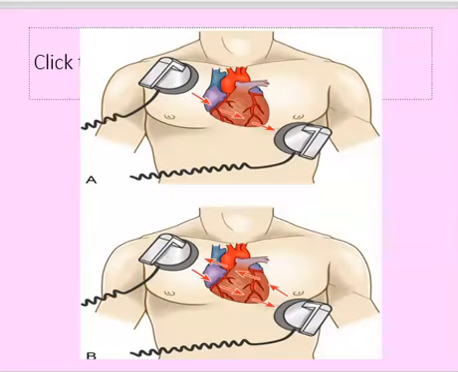Now here's a picture of how we do that. You place the pads on the upper right chest and just below the nipple line. It's a good idea to plug the defibrillator in and to turn it on. Now, these have two different modes. They'll have cardioversion and they will have defibrillation. If your patient is dying, we're going to defibrillate.